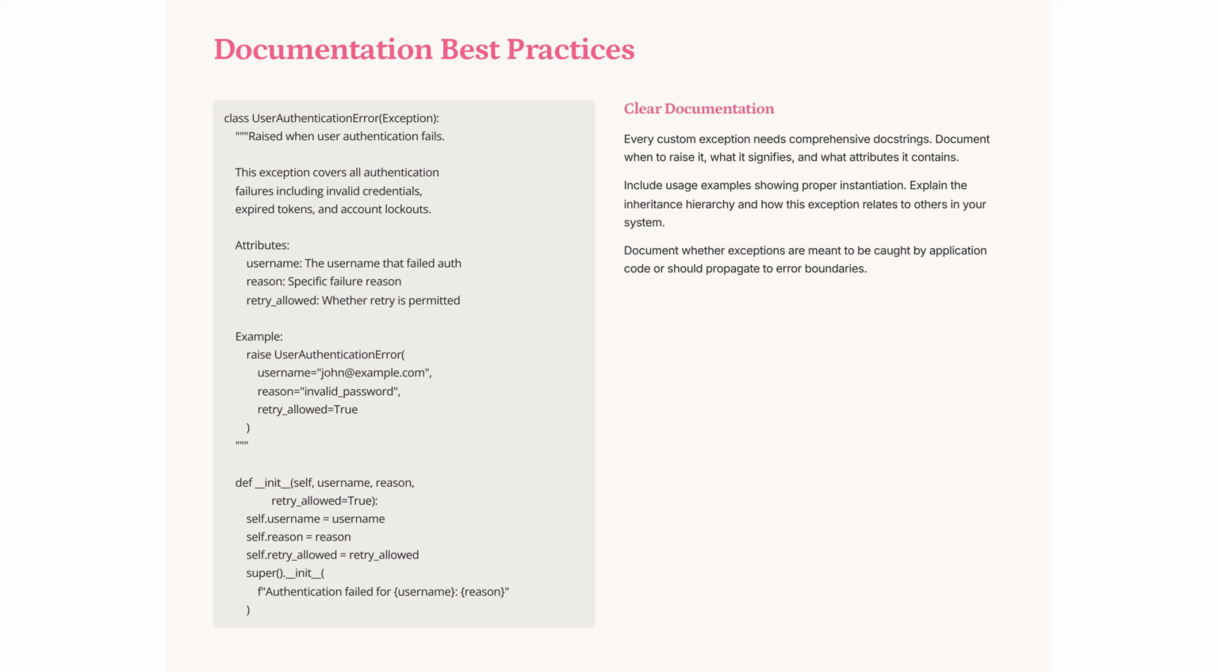Clear documentation is crucial for custom exceptions like UserAuthenticationError. Include detailed docstrings explaining when to raise it, its significance, and attributes. Provide usage examples and clarify its place in the exception hierarchy. Specify if exceptions should be caught or allowed to propagate, ensuring developers understand their role in the system.